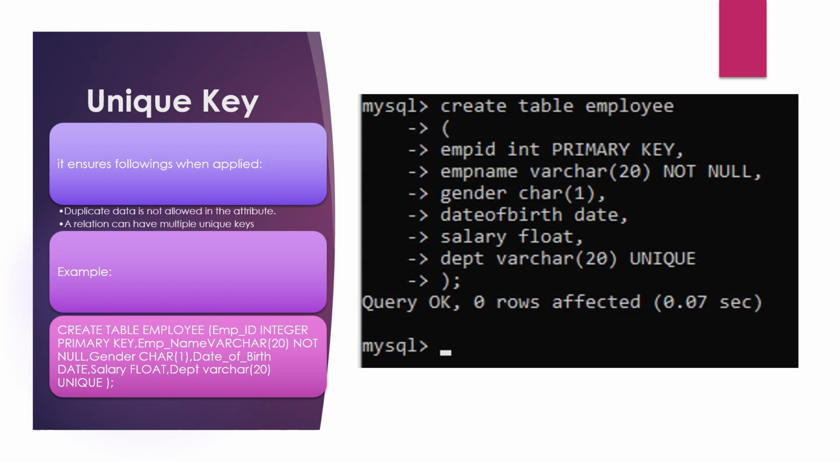Unique key. It ensures the following when applied. Duplicate data is not allowed in the attribute. A relation can have multiple unique keys. Examples are given there.